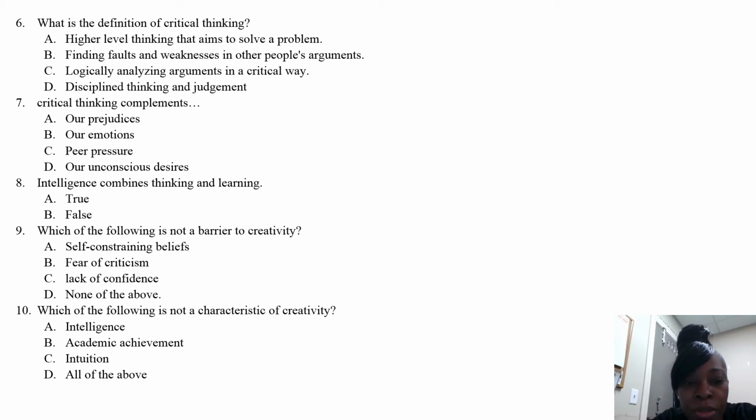9. Which of the following is not a barrier to creativity? A. Self-constraining beliefs. B. Fear of criticism. C. Lack of confidence. Or D. None of the above. 10. Which of the following is not a characteristic of creativity? A. Intelligence. B. Academic achievement. C. Intuition. Or D. All of the above.